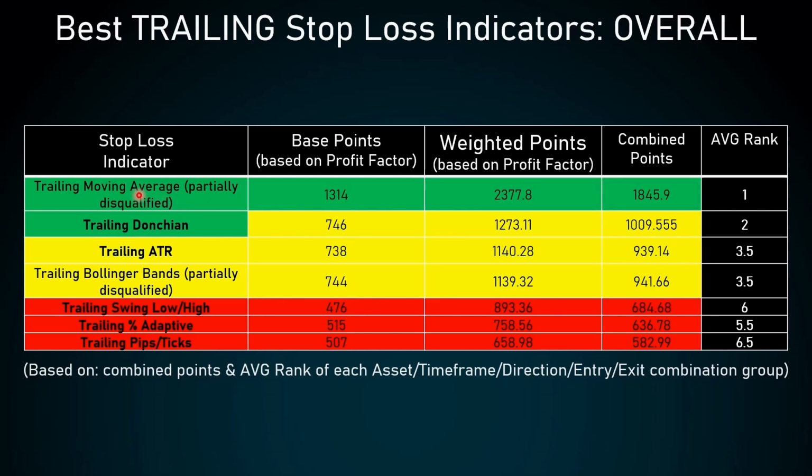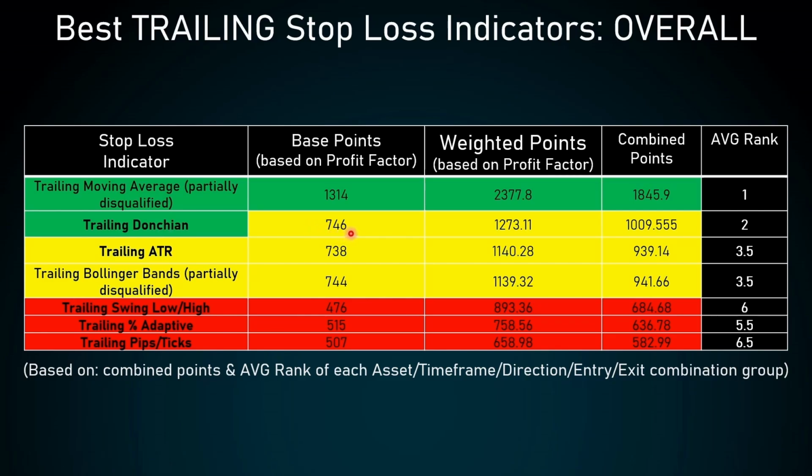The moving average based trading stop loss got a whopping 1,300 base points, 2,377 weighted points, with a combined points of 1,845, and the average rank, of course, is the first placement. Now the second trading stop loss is the Donchian trading stop loss, and this is not disqualified at all. So in my opinion, but this is just my opinion, the real winner here is the Donchian channel based trading stop loss.